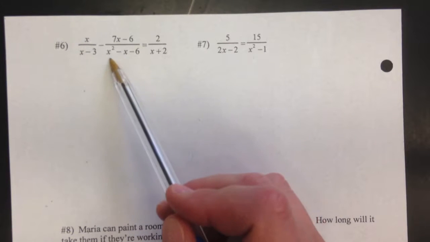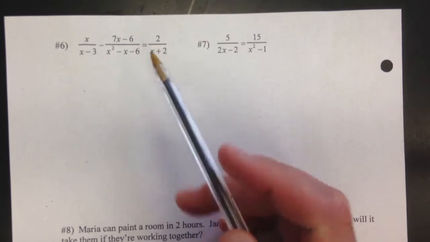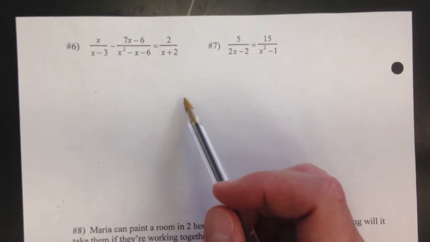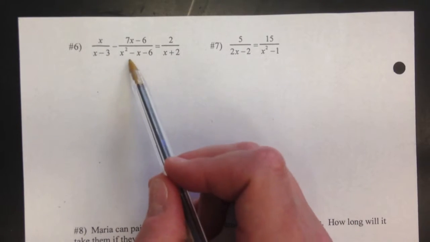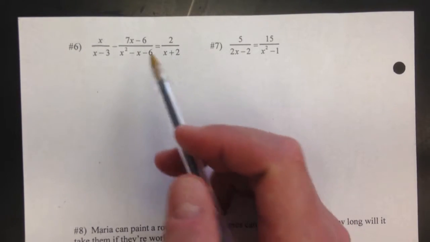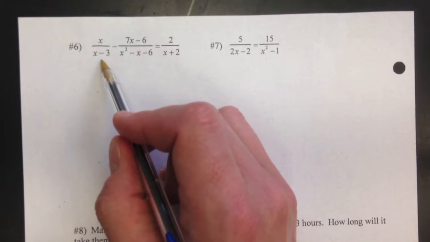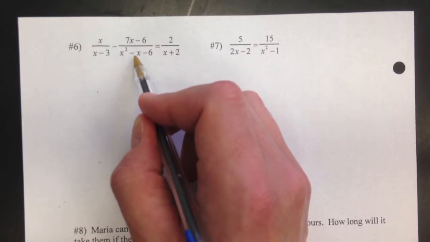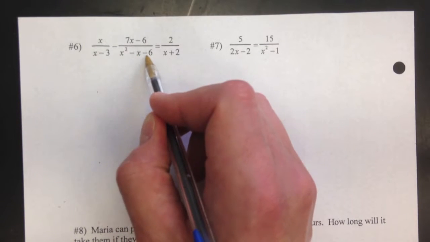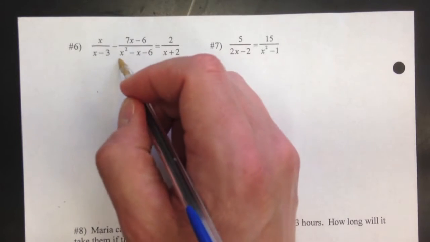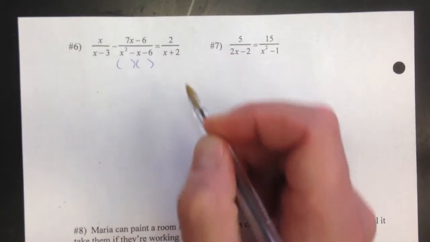You've got 3 fractions, 3 denominators. To get the LCD, we first want to make sure we have factored everything in the denominator. X minus 3 is factored. However, x squared minus x minus 6 is a trinomial. We can factor that into 2 binomials.